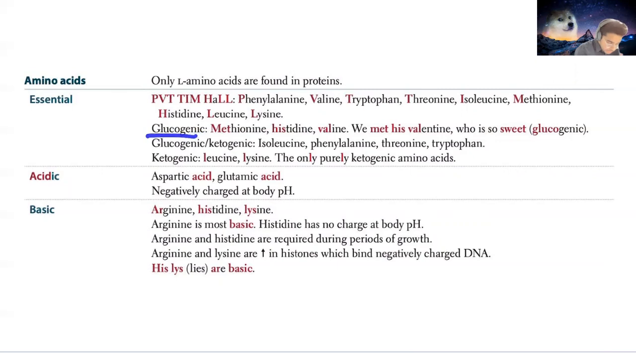So glucogenic is methionine, histidine, and valine. We met his Valentine, who is so sweet, right? So Met His Val are all glucogenic. Whereas your ketogenic are typically your leucine and lysine, and they're the only purely ketogenic components. Obviously, there are some that are both glucogenic and ketogenic. You don't need to get nitty-gritty into those, but know these two also very well, right?